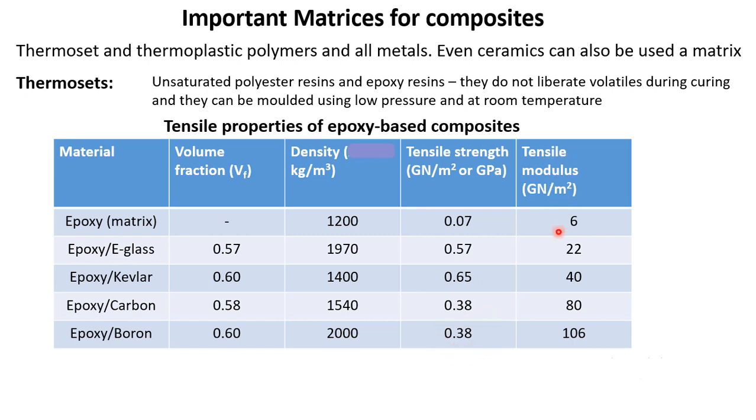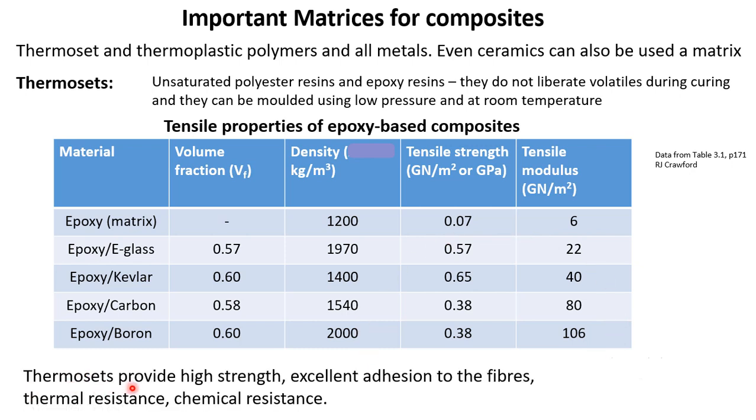In terms of modulus, we can see that epoxy with glass fiber has the lowest modulus. The highest modulus we can obtain from boron, followed by carbon and Kevlar. So these are some typical data taken from some references. In different literature, you will find these values are slightly different. Depending upon how the experiments are conducted, the data might vary to some extent. But these are the typical type of data we will obtain in experiments.